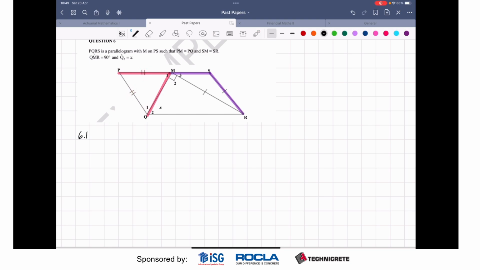So this is 6.1, and the first thing I'm going to say is M1 equals Q2 equals X, and my reason is alt angles. And you always have to give which are the parallel lines, and that is PS parallel to QR. Then I'm going to say that Q1 equals M1 equals X, and that is opposite angles under equal sides.